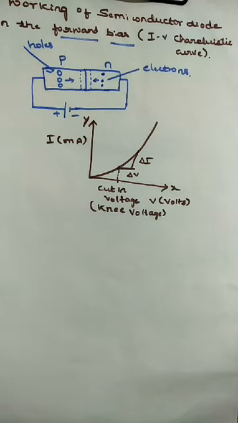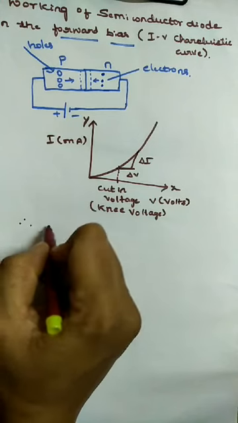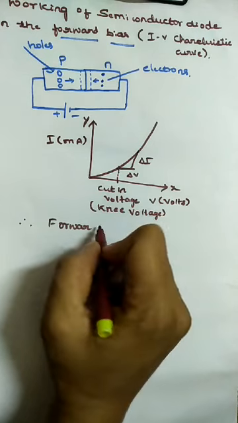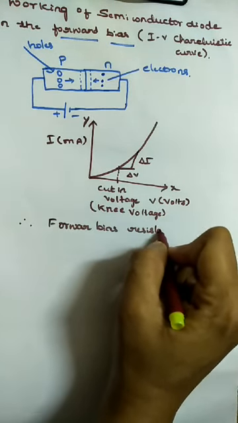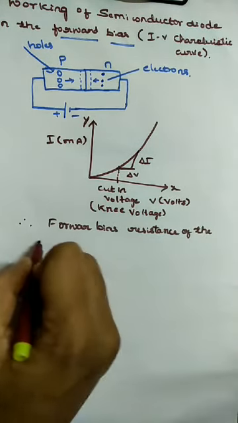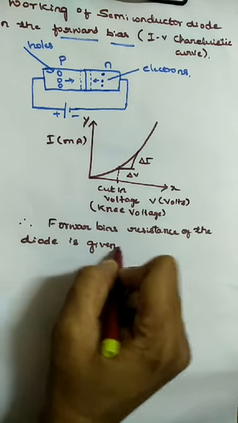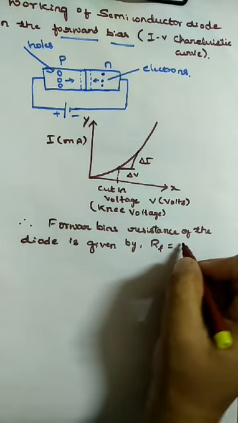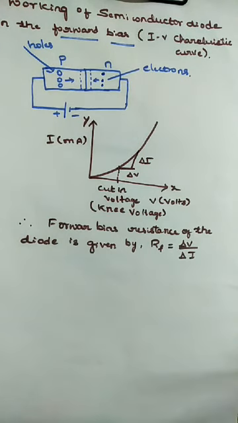Therefore the forward bias resistance of the diode is given by RF equals delta V by delta I.